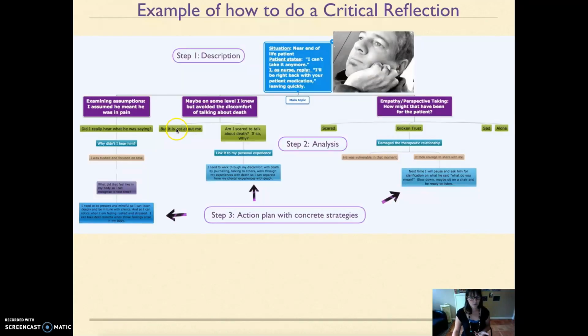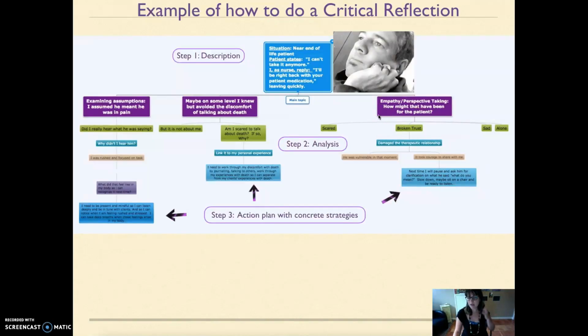But that's not about me. It shouldn't be about me. If his need is to talk about his feelings, then my feelings shouldn't override his. I also need to look at, am I potentially scared to talk about death? And if so, why? Is there any past experiences that are impacting me? And what are they?